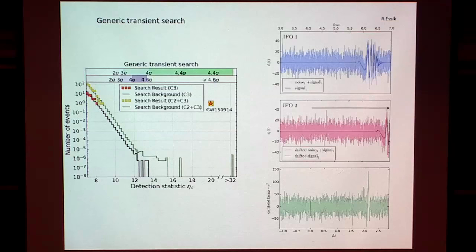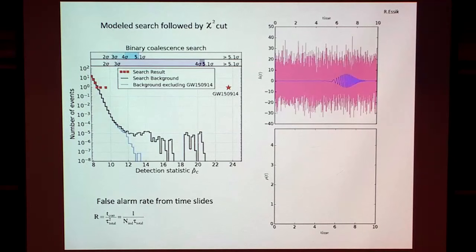Okay. So here's the other method. The other method is one where you actually use all the knowledge that you think you have. Namely, you assume, in this case, that you have a binary coalescence. You have a waveform that you have from numerical relativity. I mean, you use something like several 100,000 templates. And this is computationally very intensive. And what you do is you take each one of these templates with a different set of these 15 parameters and do a cross-correlation with the templates over the waveform you have.